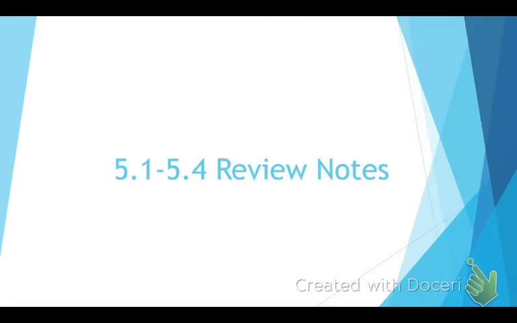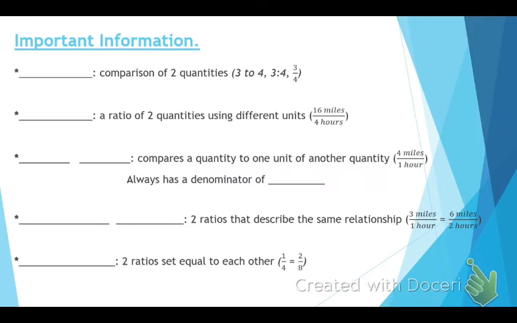Today we're going to take some review notes, and this is going to help us for our quiz coming up on Monday. The first thing that I want us to write down are some vocab words. Is there anyone who remembers what this would be? A comparison of two quantities. There's a way you can write it: 3 to 4, 3 to 4, or 3 over 4.